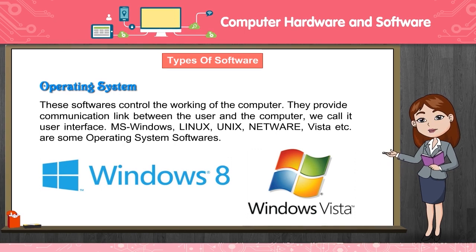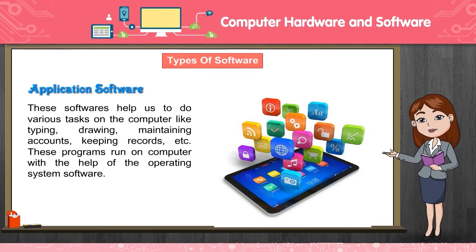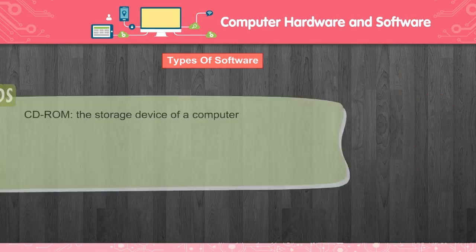Windows 8. Application software. These software help us to do various tasks on the computer like typing, drawing, maintaining accounts, keeping records, etc. These programs run on the computer with the help of the operating system software. WordPad, MS Paint, MS Word, etc. are some application software.